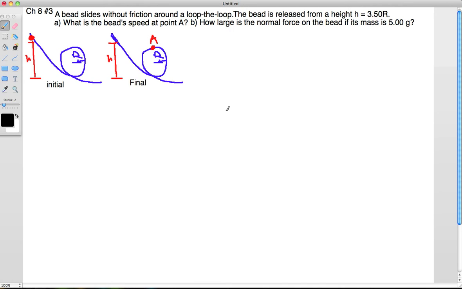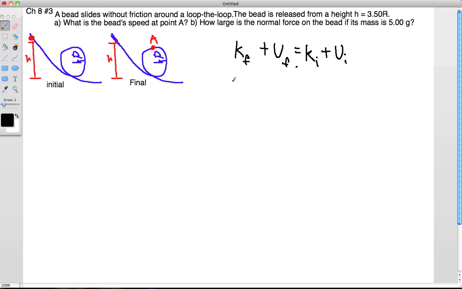So, first you're going to be using the equations from the total mechanical energy. So you would get E initial equals E final. So then, simplifying that equation, you would get K final plus U final equals K initial plus U initial.